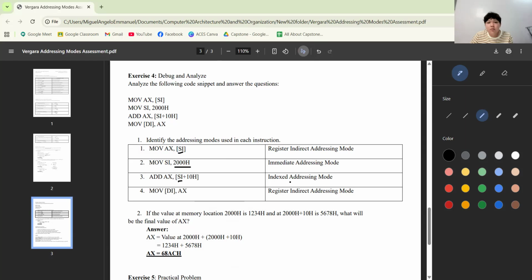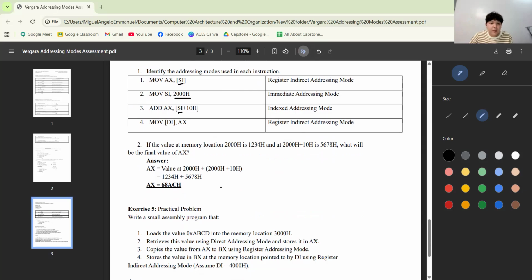And lastly, we have MOV [DI], AX. For this one, the addressing mode used is register indirect addressing mode, since it is the same as the first one. DI is also part of the 4 offset addresses, which if found in the instruction, is considered as register indirect addressing mode.